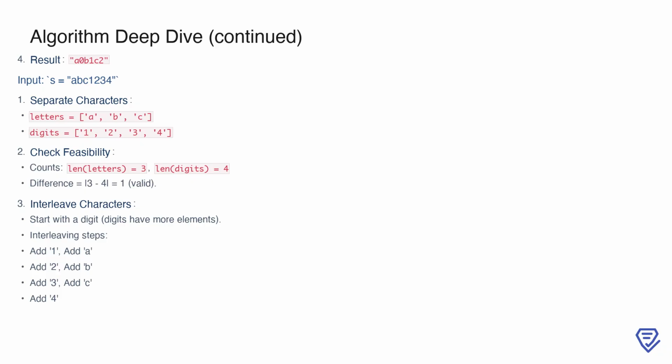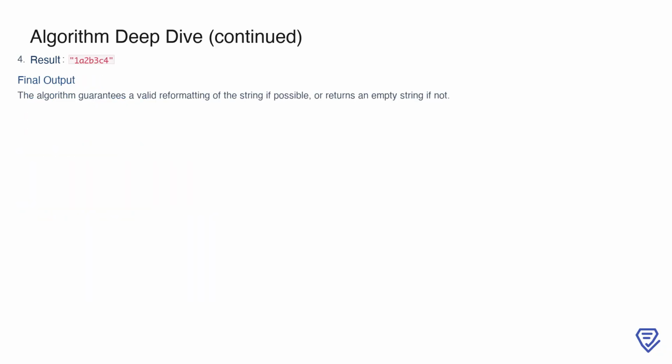Since the digits group is larger, we start with a digit. The interleaving proceeds as follows: add 1, then A, then 2, then B, and so on. Finally, after using all characters, we append the remaining digit 4. In both examples, we successfully reformatted the strings to ensure no two adjacent characters are of the same type. The first example produced the result A0B1C2, while the second produced 1A2B3C4.